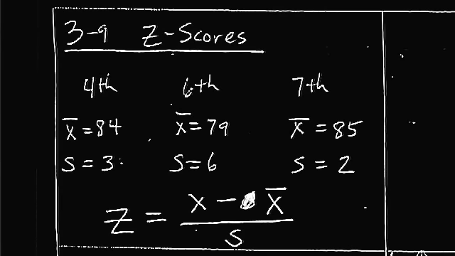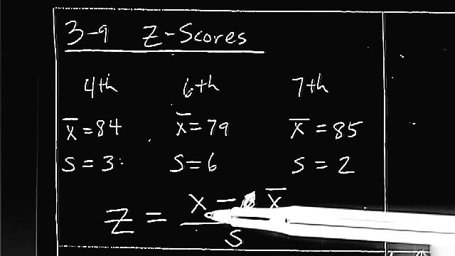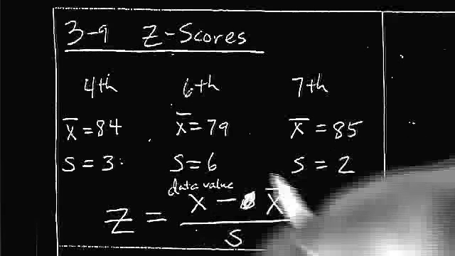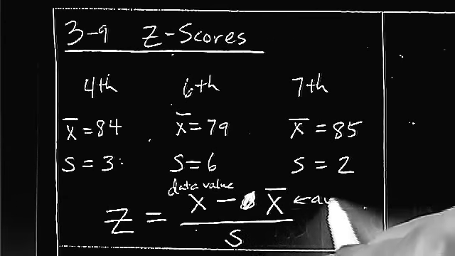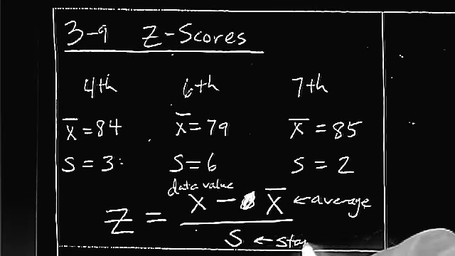So the question becomes, how could we compare scores to each other? How does one person in 6th period compare to someone in 4th period, compared to someone in 7th period? Well, a transformation of the data occurs by taking a data value, subtracting its average, and dividing by its standard deviation.